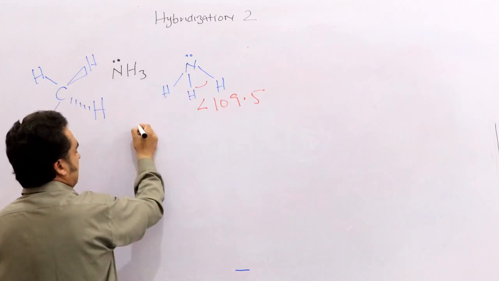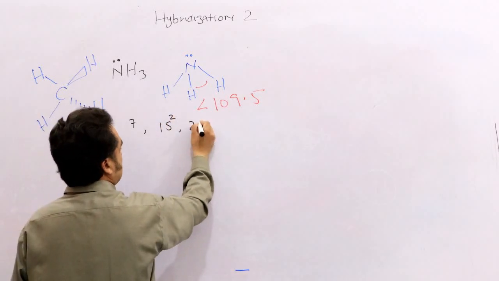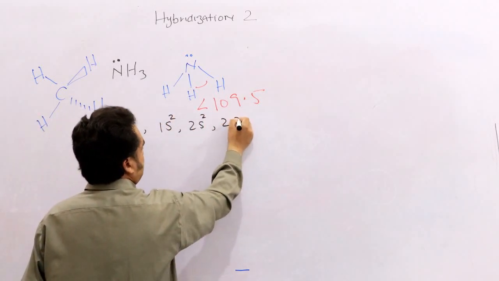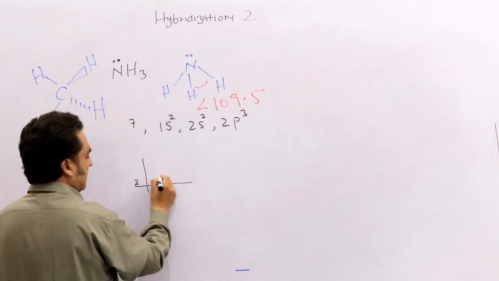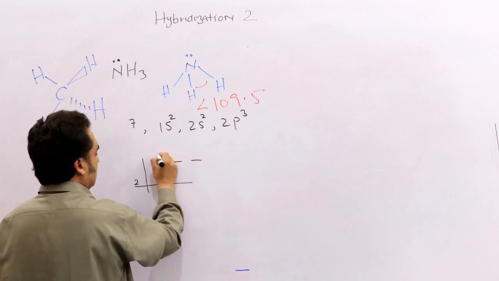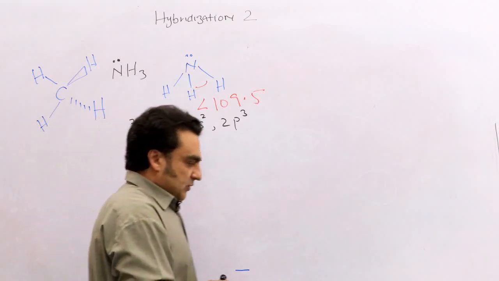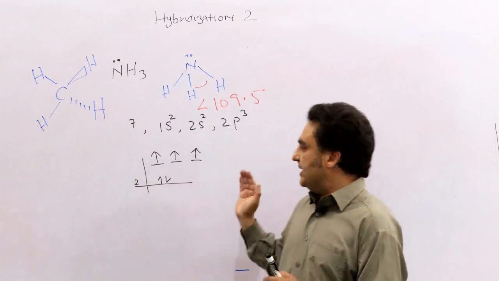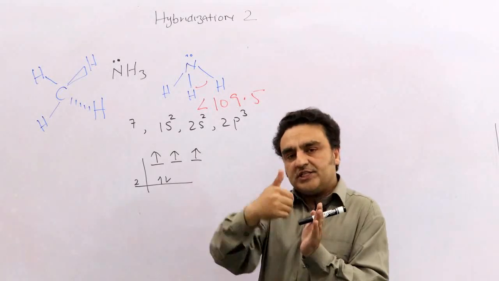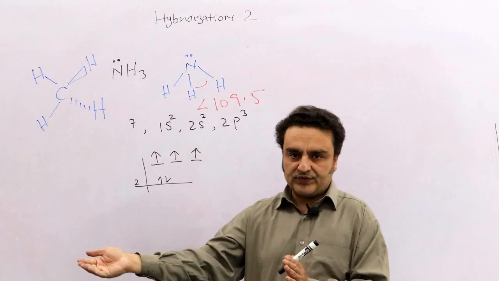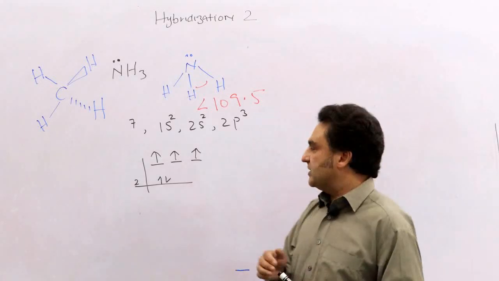The atomic number of nitrogen is 7. So what is its electronic configuration? 1s2, 2s2, 2p3. Let us write it here. In 2s there are 2 electrons present, and in 2p there are 3 electrons present. Again, it is an sp3 hybridized molecule. Its energies I have discussed in the previous video; if anybody is interested, they should watch that.